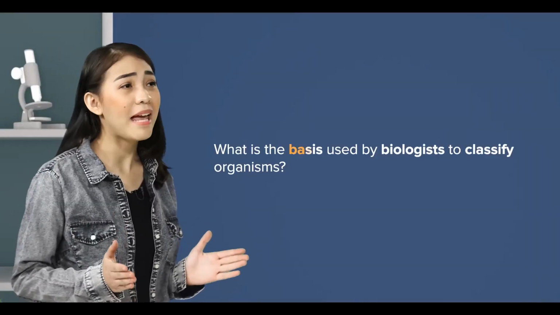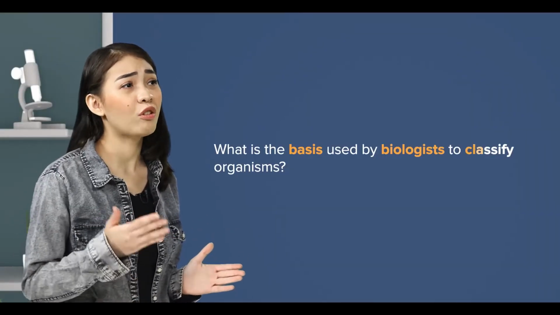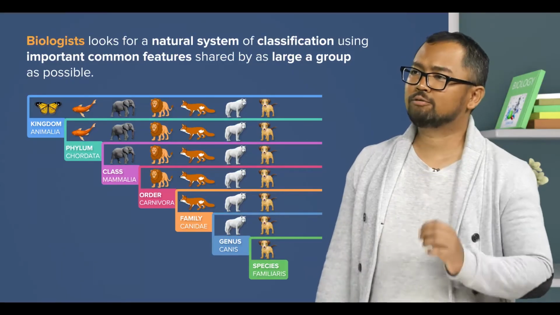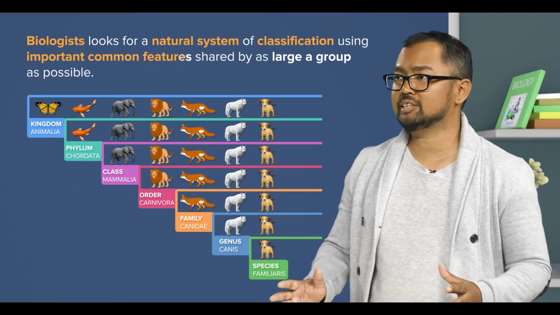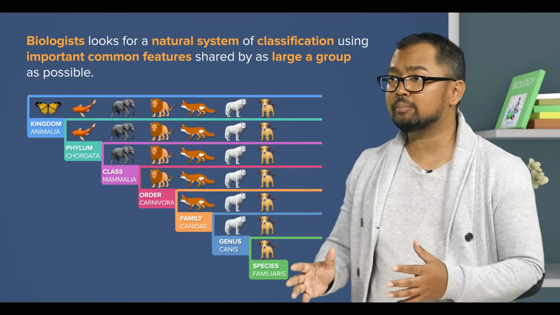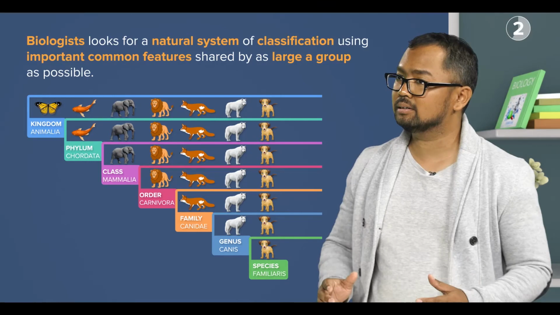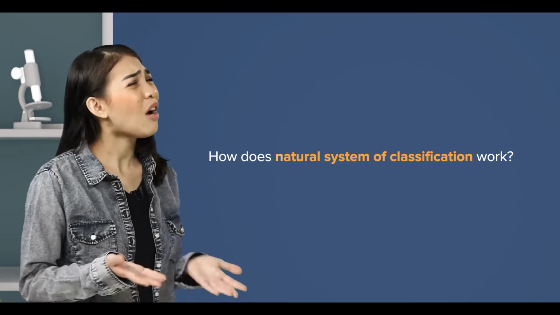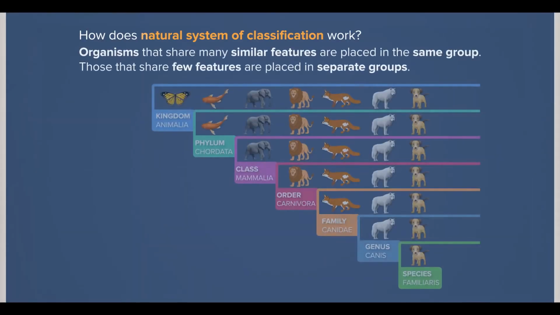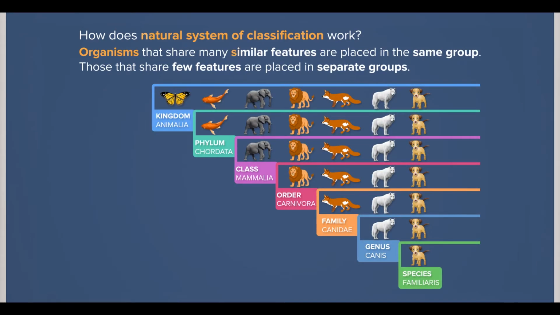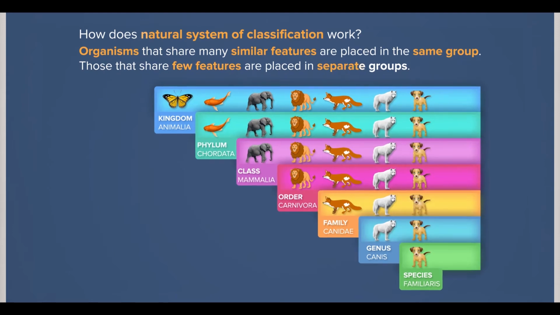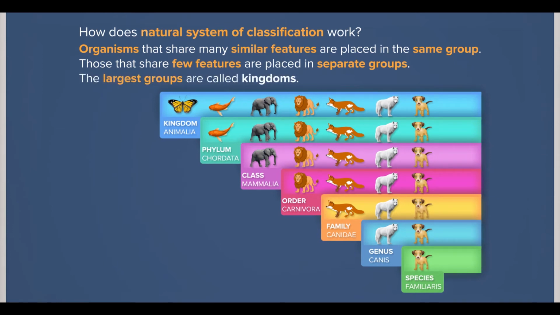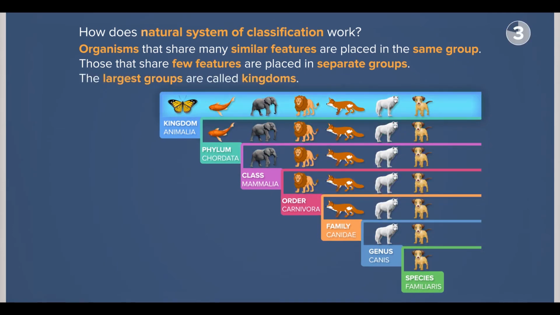But what is the basis used by biologists to classify organisms? We look for a natural system of classification using important common features shared by as large a group as possible. And how does that work? Simple. Organisms that share many similar features are placed in the same group. Those that share few features are placed in a separate group. The largest groups are called kingdoms.